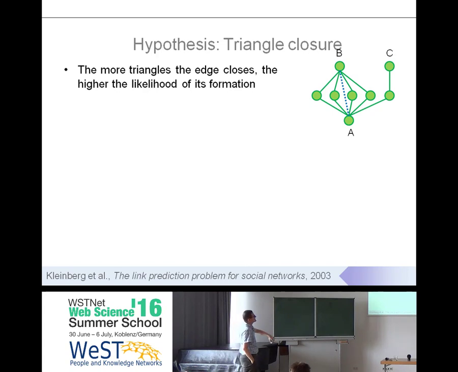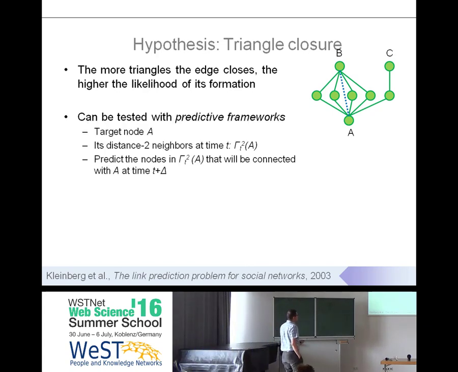So if we look at this example, if we have A, B, and C, and we look at the relationship between A and B, which do not have a direct link, but there are lots of nodes that already connect A and B, then you would say, if you believe in this theory, that A and B have a higher likelihood of creating an edge than A and C, where there's just one join. That would be one implication of the theory. And this can be tested, right?